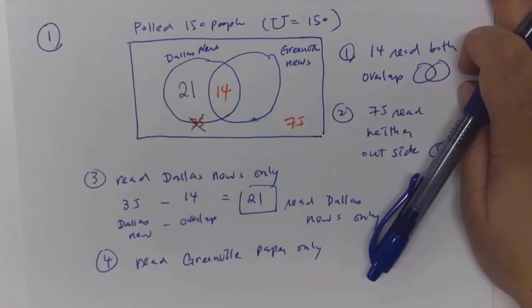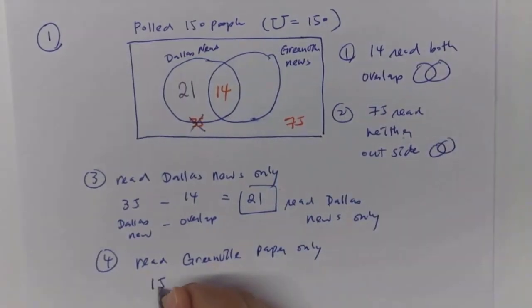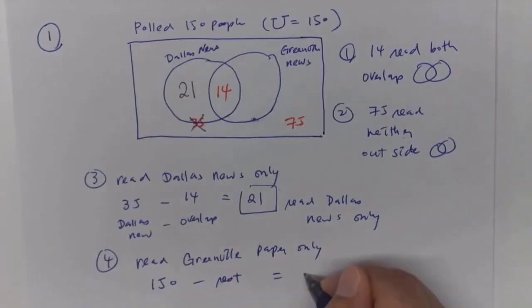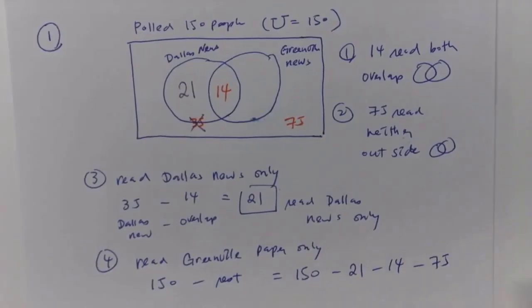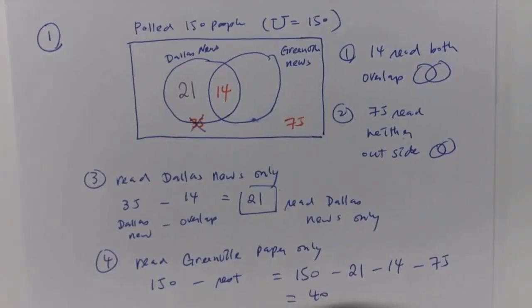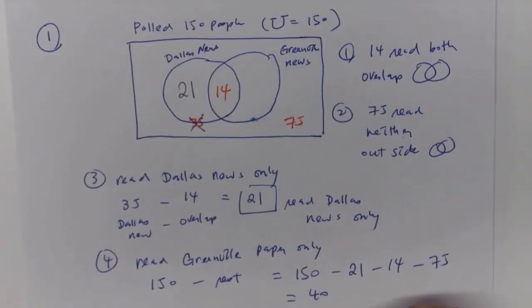Subtract by 150. So can I just subtract 150, subtract the rest? So which means 150, subtract the 21, subtract 14, subtract 75. Or you can subtract 35 and 75. What is that number? Nobody get it? 40. Okay. So 40. And what are they asking from that question? How many read the Greenbow paper only. And what's the answer? 40. So the answer would be 40 with Greenbow News only.